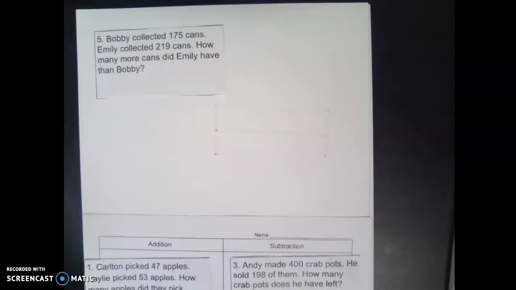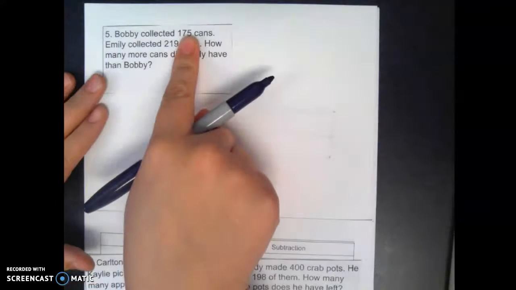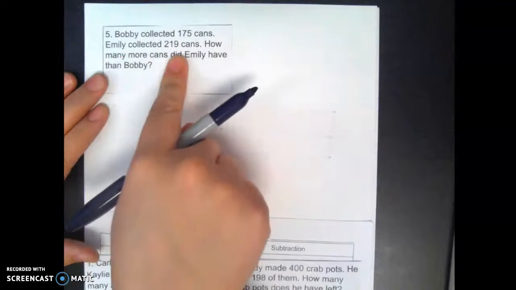Okay, we're going to look at one more problem, and these types of problems can be tricky when trying to decide what operation to do. So I'm going to walk you through just the thinking process, okay? Bobby collected 175 cans. Emily collected 219 cans. How many more cans did Emily have than Bobby? Okay? So I know my important information is Bobby has 175 cans and Emily has 219 cans.